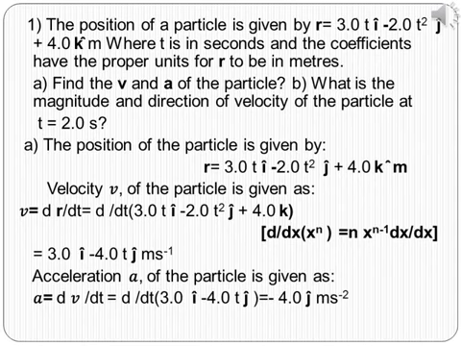Minus 4 should be taken outside. Then minus 4 into dt by dt j cap, which is equal to minus 4 j cap, which is the acceleration of the particle. This is the way you should differentiate.